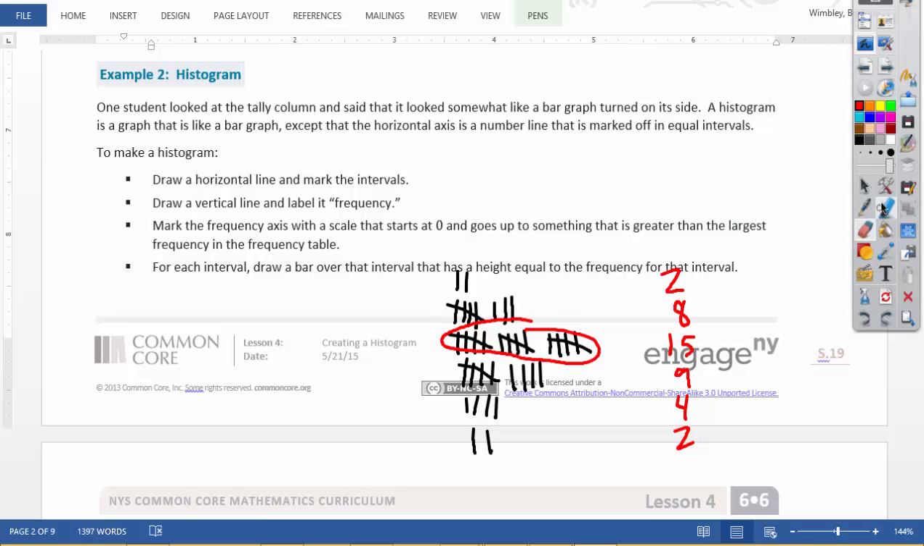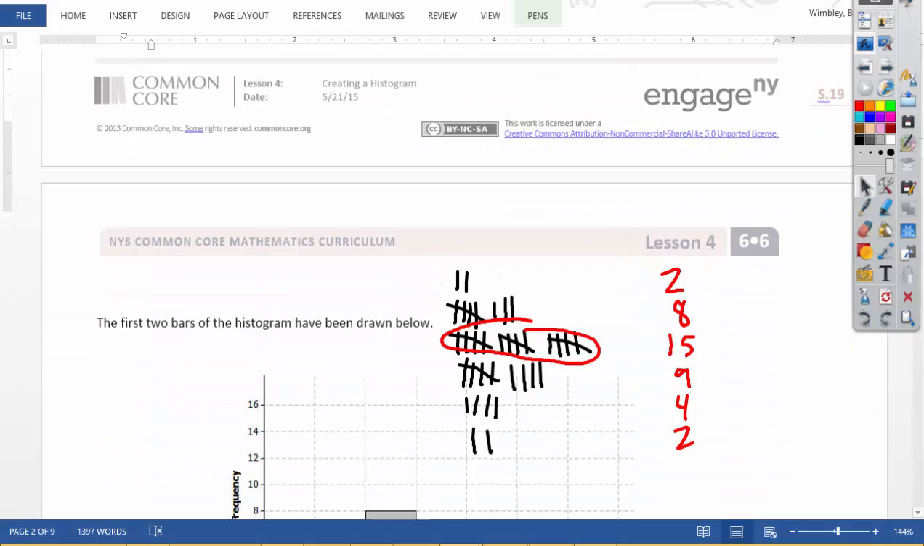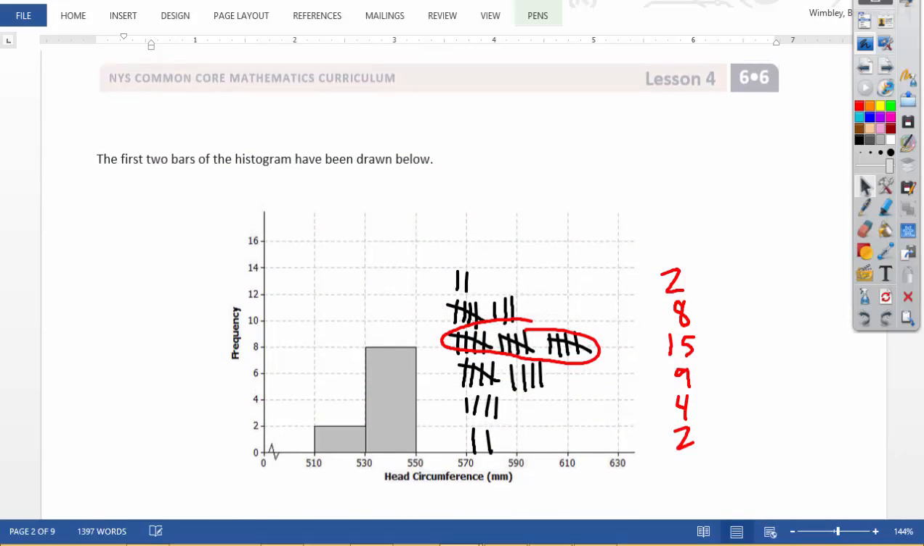So here are steps to make a histogram. Step 1, draw a horizontal line and mark the intervals. Step 2, draw a vertical line and label it frequency. Step 3, mark the frequency axis on a scale that starts at 0 and goes up to something larger than the last number in the frequency table. Then for each interval, draw a bar over the interval that has a height equal to the frequency for that interval. Seems like a lot of work, but it's actually pretty easy, and we'll see that when we make an example.